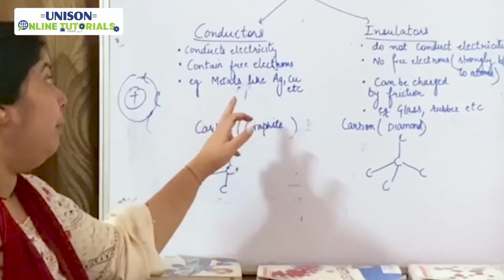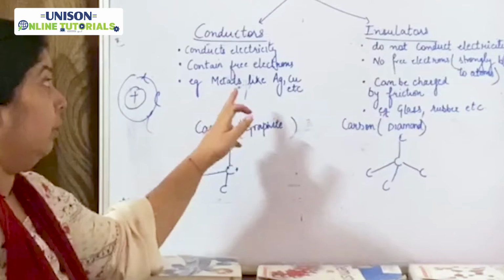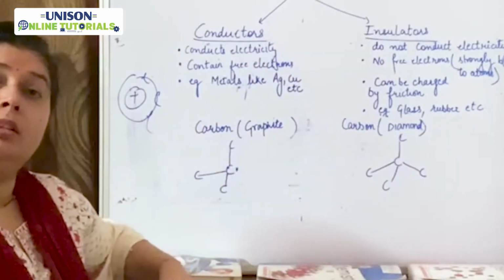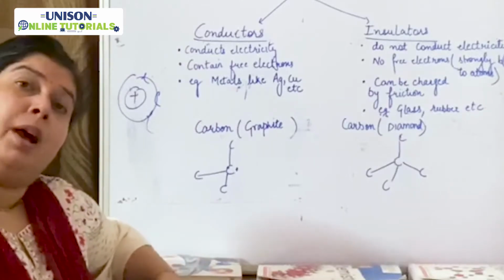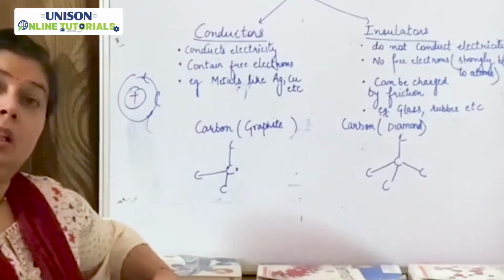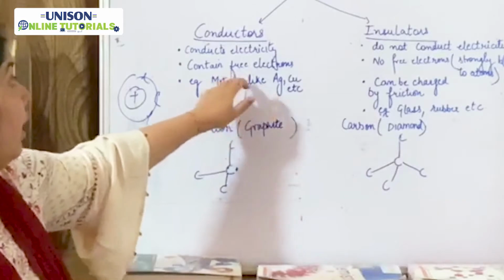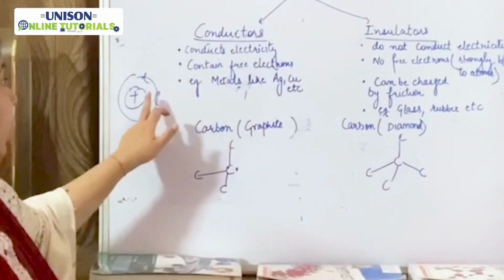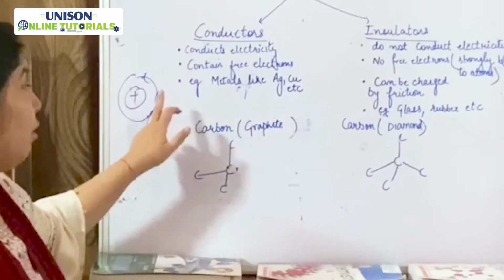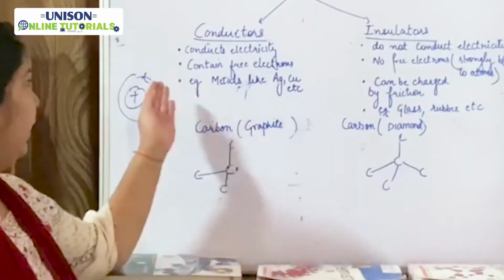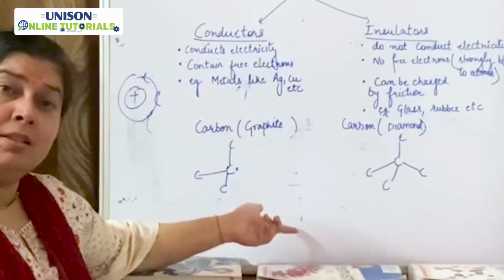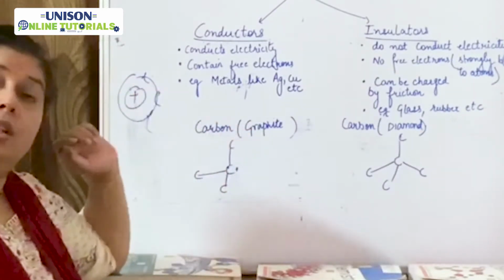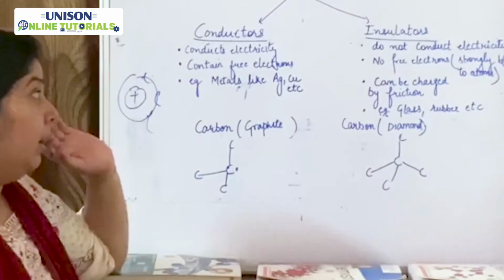For example, metals like aluminium, silver, copper, etc. All the household wires, electrical wires, they are made up of metals only. Is it clear? So because they are having what? They are having free electrons, because the force of attraction between the nucleus and electrons is very less. Electron can be easily removed, you can say, or they can be easily engaged in the conduction of electricity.